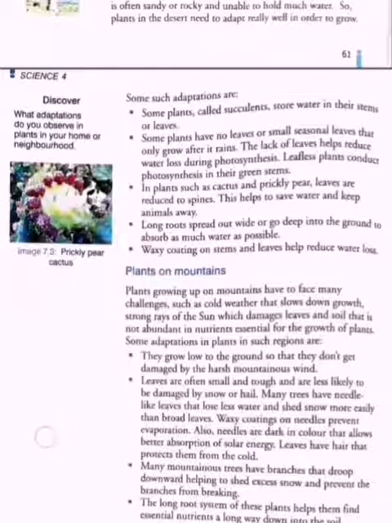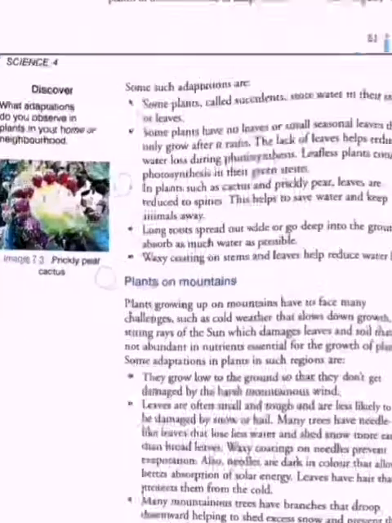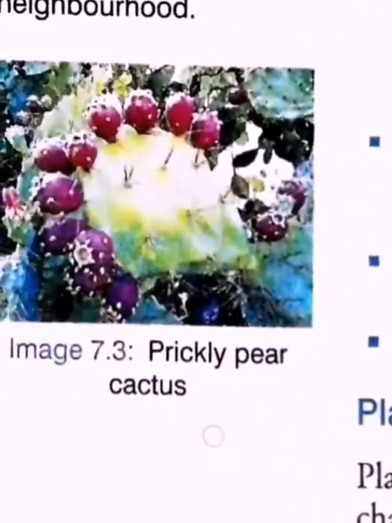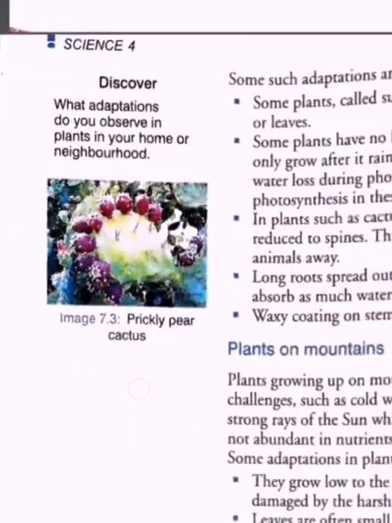Now the last adaptation is waxy coating on stems and leaves, which helps reduce water loss. Some of the plants may have a waxy coating on their stems and leaves, which also helps to reduce water loss. Now in this cover, let us see what is written. What adaptations do you observe in plants in your home or neighborhood? You can find it out, and you can see the picture is given of prickly pear cactus. This is how it looks.